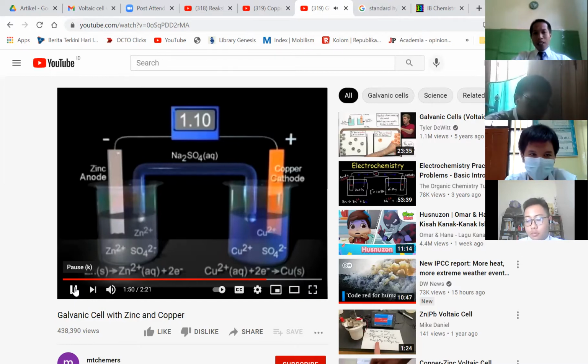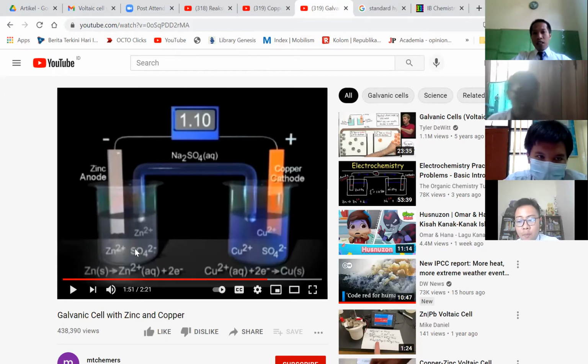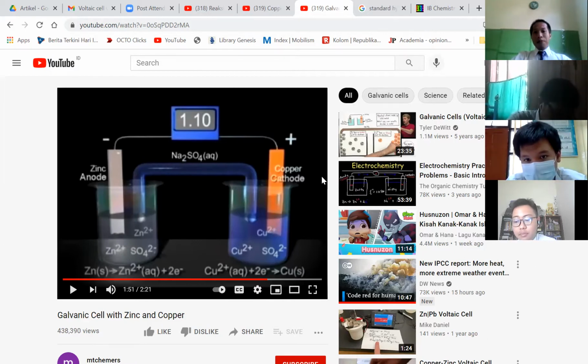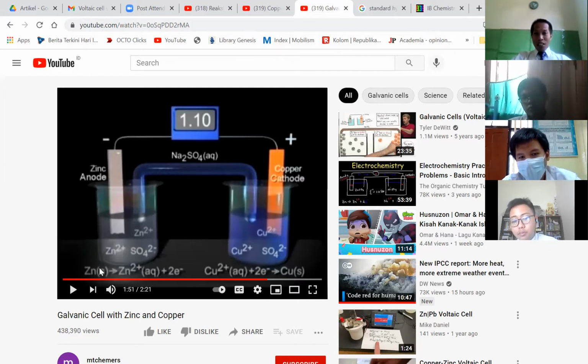All right, we can give names to the electrodes here. Here is oxidation, right? Zinc is oxidized. The place where oxidation is occurring is the anode. And the place where reduction is occurring is called the cathode. Anode, oxidation occurring; cathode, reduction occurring.